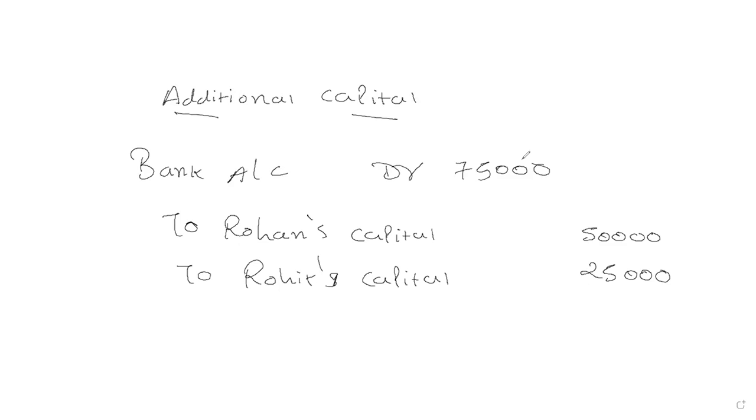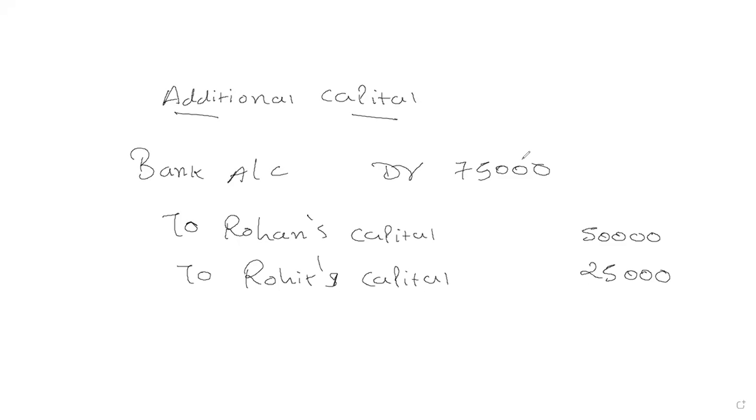When a partner brings additional capital into the business, you have to pass a journal entry for it. The journal entry is bank account debit to Rohan's capital, to Rohit's capital. Why is bank debited? Because they will bring capital through the bank, through net banking.